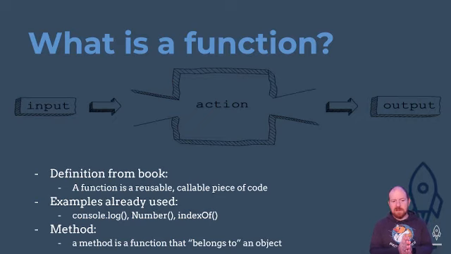The definition from the book is that a function is a reusable, callable piece of code. Examples that we've already used are console log, number, index of. Remember, if it is a function, it has to have the parentheses around it. It will always have the parentheses, telling everybody that it's a function. And then a method is a function that belongs to an object. Meaning console log is a method that belongs to the console. So you can't just do log, because then it doesn't know what that is. But if you do console.log, the .log means log inside the console.